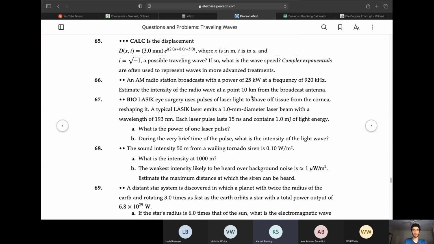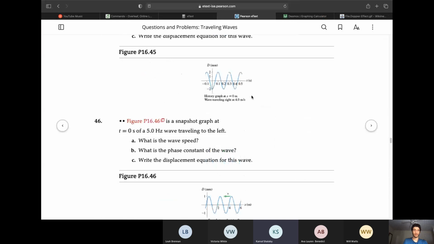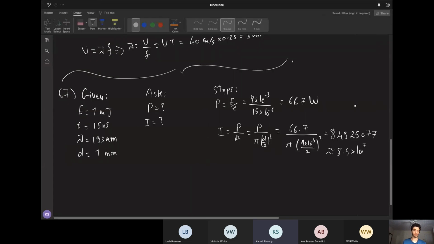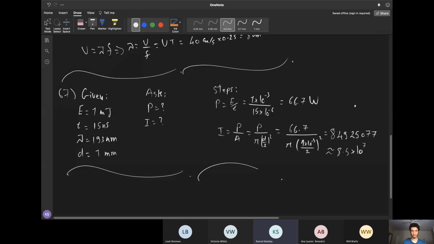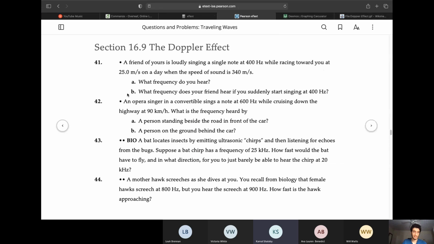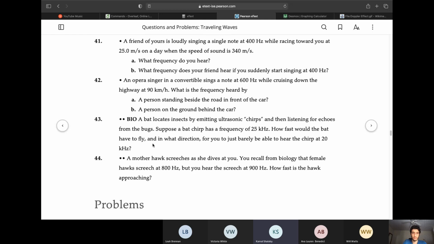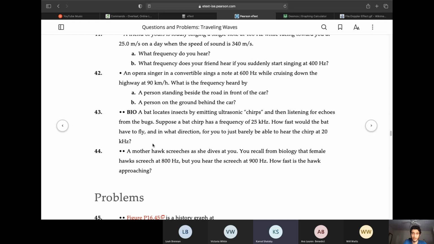I want to do something about the Doppler effect. So choose one of these. Let's take 43, because bio. I really hope it doesn't have any displacement equation in it. Okay, a bat locates insects by emitting ultrasonic chirps and then listens for the echoes from the bugs. Suppose a bat's chirp has a frequency of 25 kilohertz.